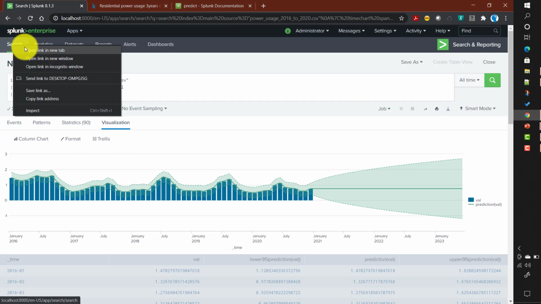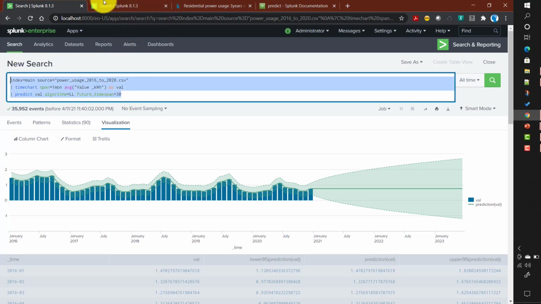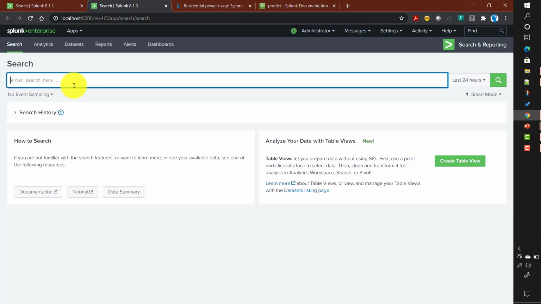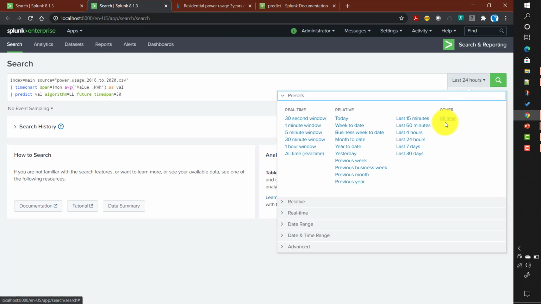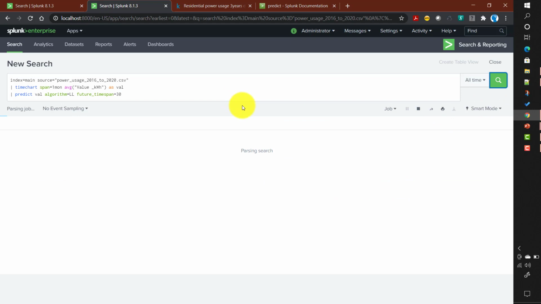Now I'll keep this one so that we can compare. So I will open a new search over here. I will copy this one and I will paste it over here. I'll do it for all time. First I'll run it for LL only.